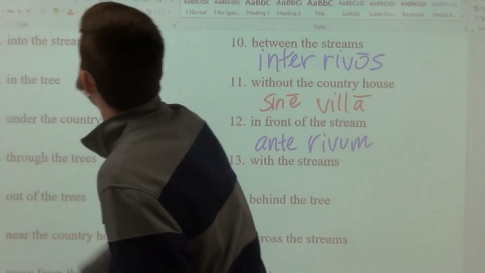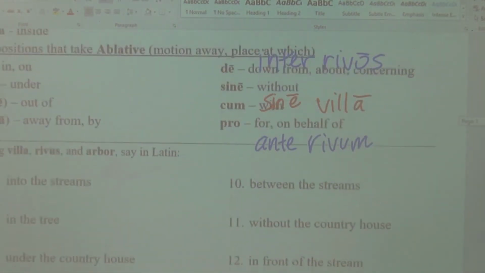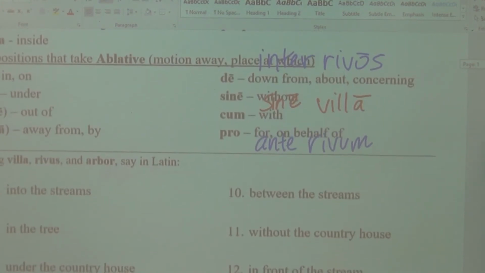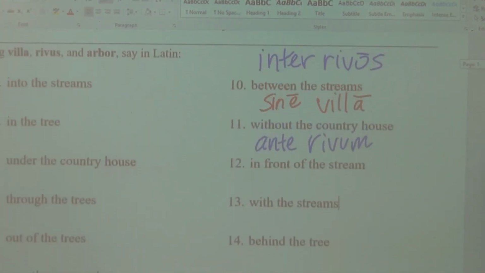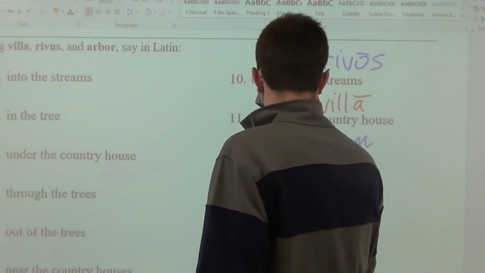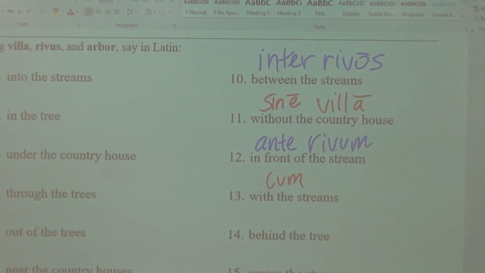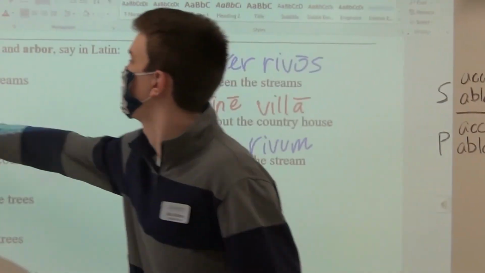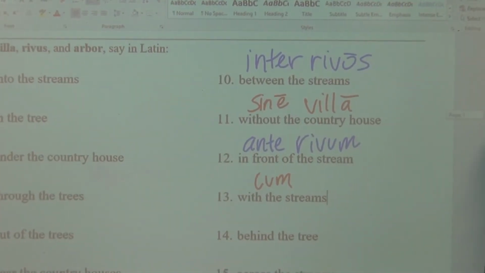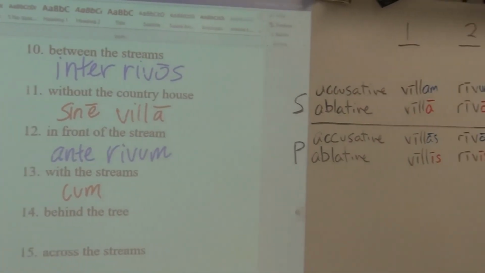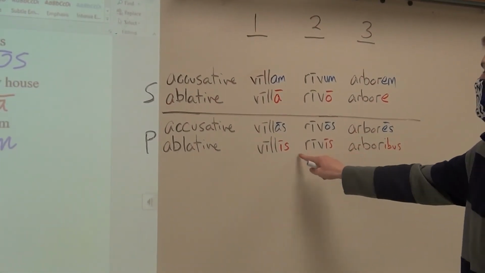Alright, number 13, with the streams. With, we have to figure out what with means. So, with means it's cum, like if you graduate cum laude, you graduate with praise. So cum laude, or cum, and that takes the ablative case. Oh, hold on guys, this is kind of unorganized. There we go, cum. With the streams, and stream, we have to make it ablative plural, so we get rivis.